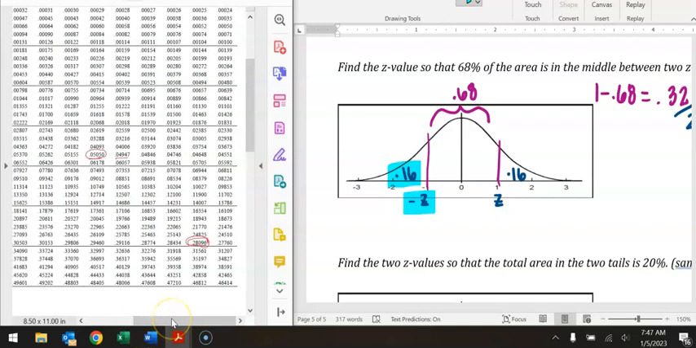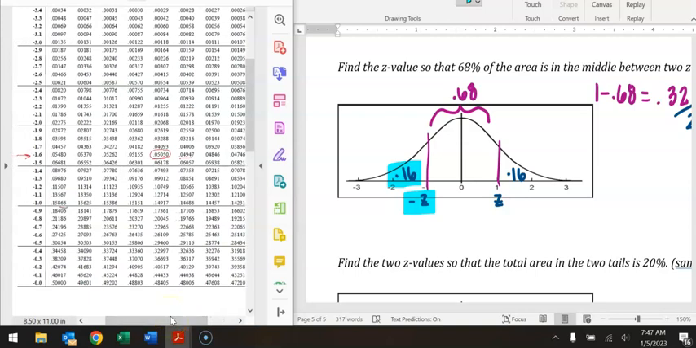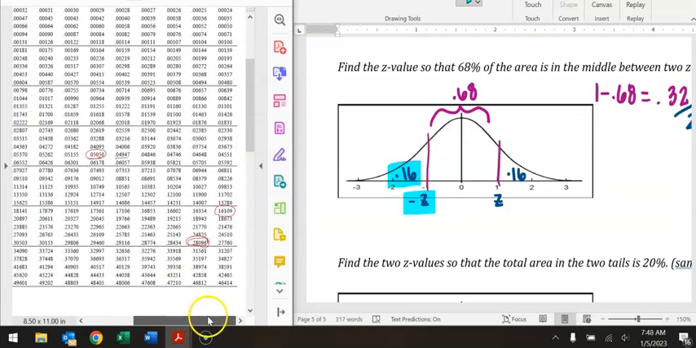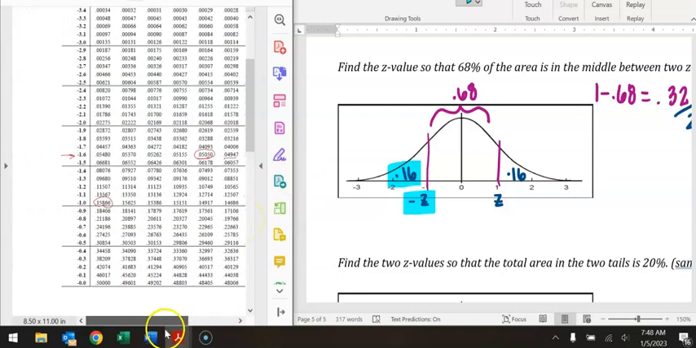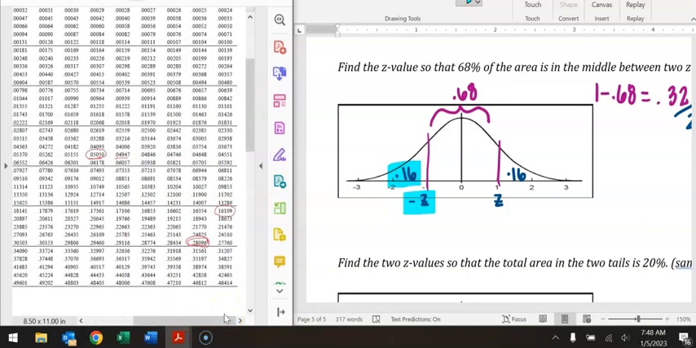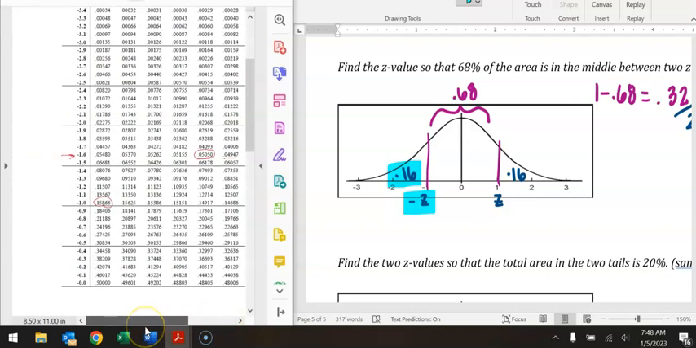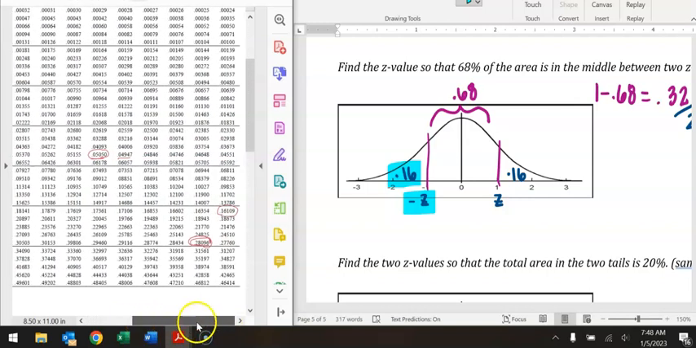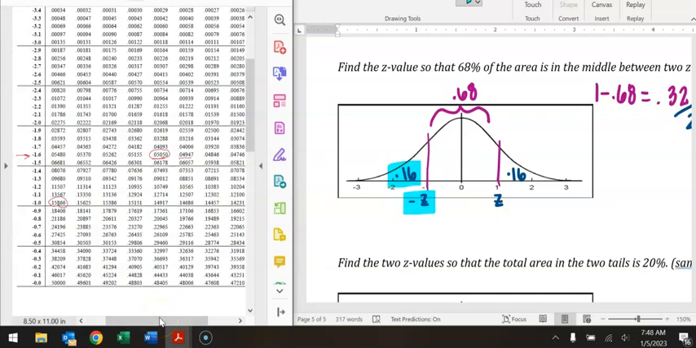Okay, so I see 0.16 here. And I see this one's close, but once again, I want to do a little bit of subtraction and see which one is closer. So 0.16. Okay, this is about 1/1000th away. Let's say this one is actually slightly closer, which is negative 0.99, and this one is so close at -1.